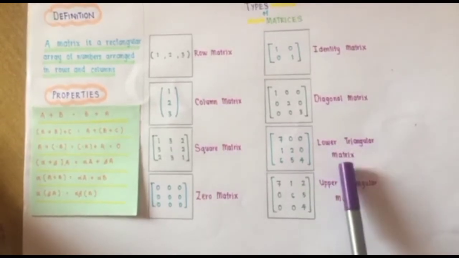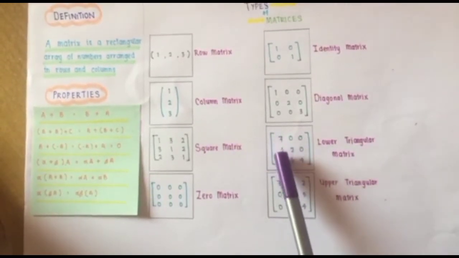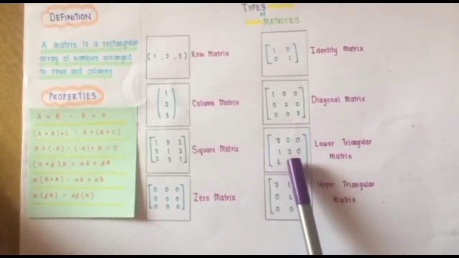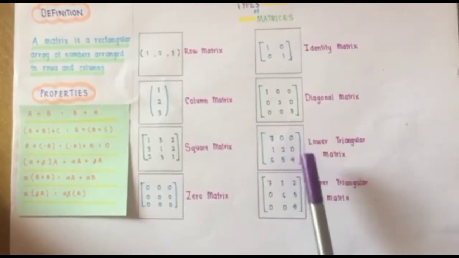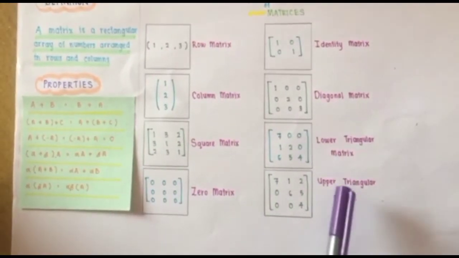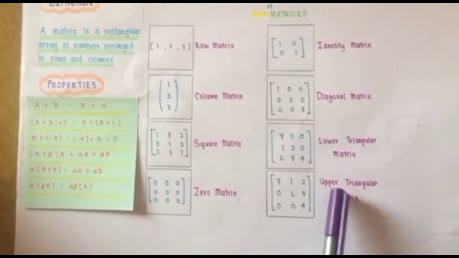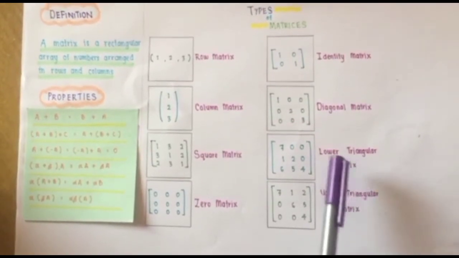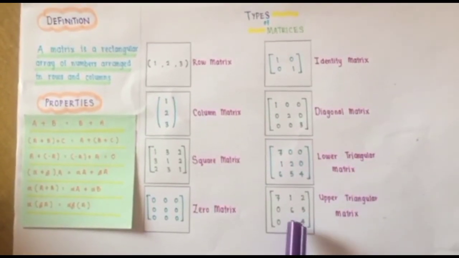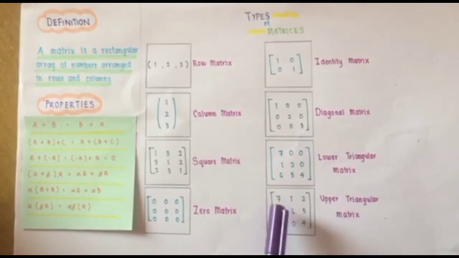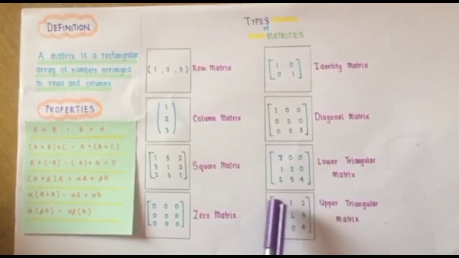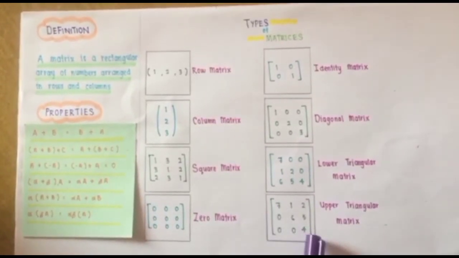Lower triangular matrix means that only the lower triangular part of the matrix consists of numbers and the upper part is 0. The next one is the upper triangular matrix. Upper triangular matrix is the opposite of the lower triangular matrix. As we can see, upper triangular matrix consists of numbers only at the upper part of the matrix.